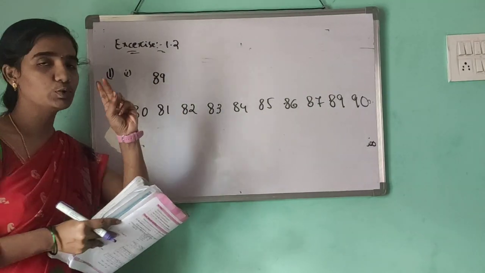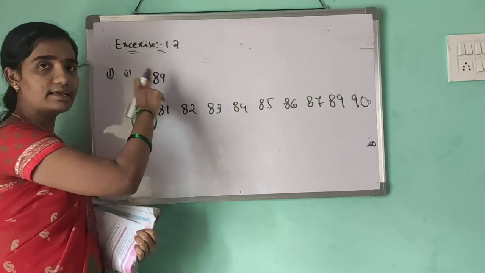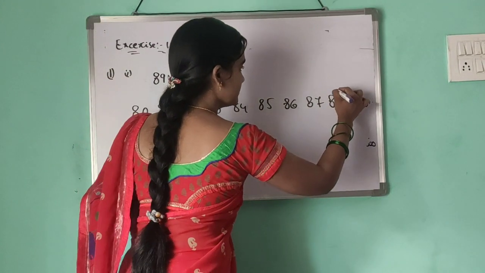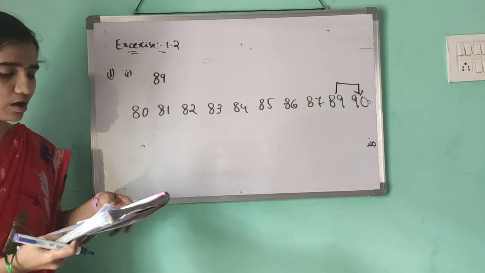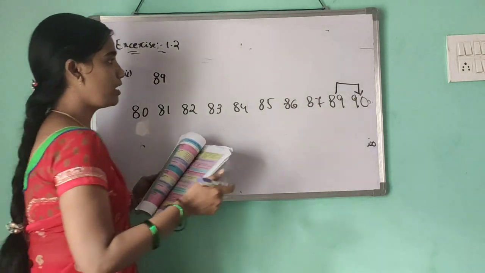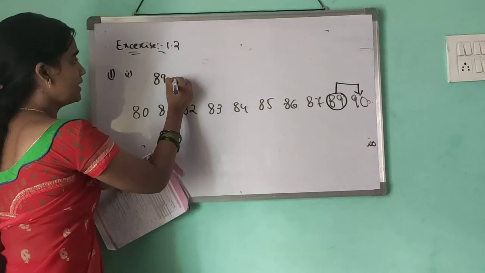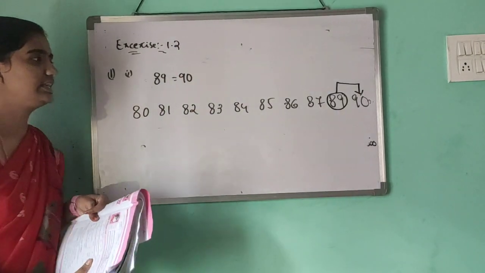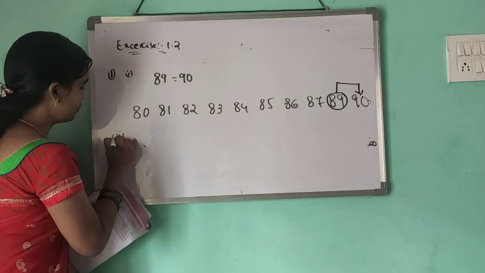Here we have a two-digit number, which means the nearest place is the tens place. 80 and 90 are the nearest tens. We have to round up 89, so 90 is the nearest place of 89. Okay, going to the second.